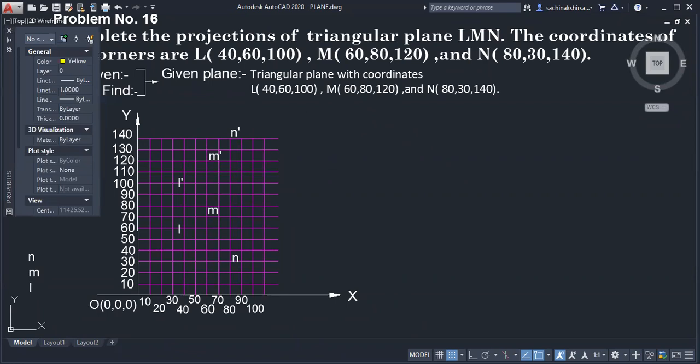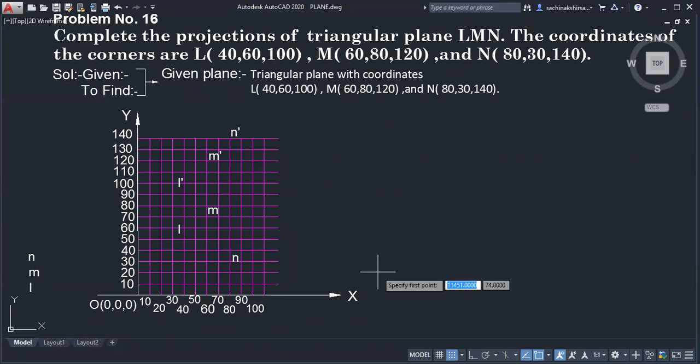40, 60, 80. 40, 60, 80. So this will be your front view. Are you observing one line in the front view? Yes, sir. So the front view is coming as one line.